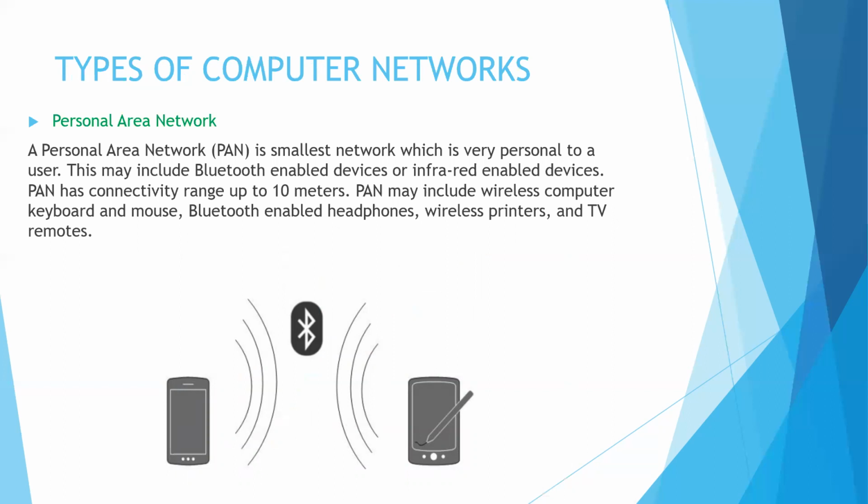A personal area network, or PAN, is the smallest network, which is very personal to a user. It is an interconnection of personal technology devices to communicate over short distances, which is less than 33 feet or 10 meters, or within the range of an individual person, typically using some form of wireless technologies. This may include Bluetooth-enabled devices or infrared-enabled devices. PAN has connectivity range up to 10 meters. PAN may include wireless computer keyboard and mouse, Bluetooth-enabled headphones, wireless printers, and remote TVs.